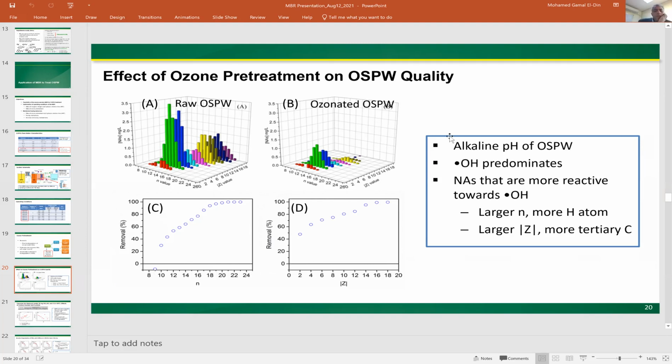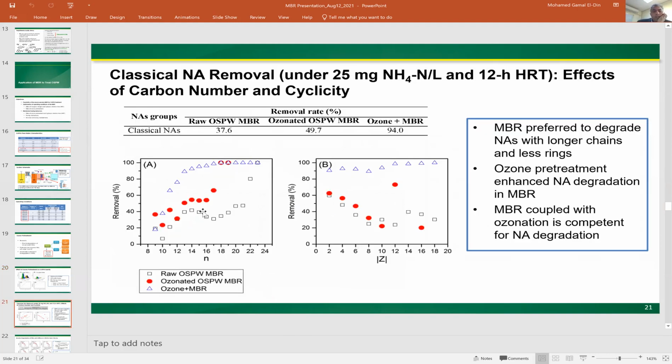Regarding the removal efficiency, if you look at the left side, this is a raw OSPW membrane bioreactor. Basically, these are the squares, and then the red circles are the ozonated OSPW MBR, and then the blue triangles are the ozone plus membrane bioreactor treatment. As you can see, we almost achieved 100% removal of naphthenic acids, at exactly 94%. Basically, that was a very high level of treatment, and that was actually quite a nice surprise to have.